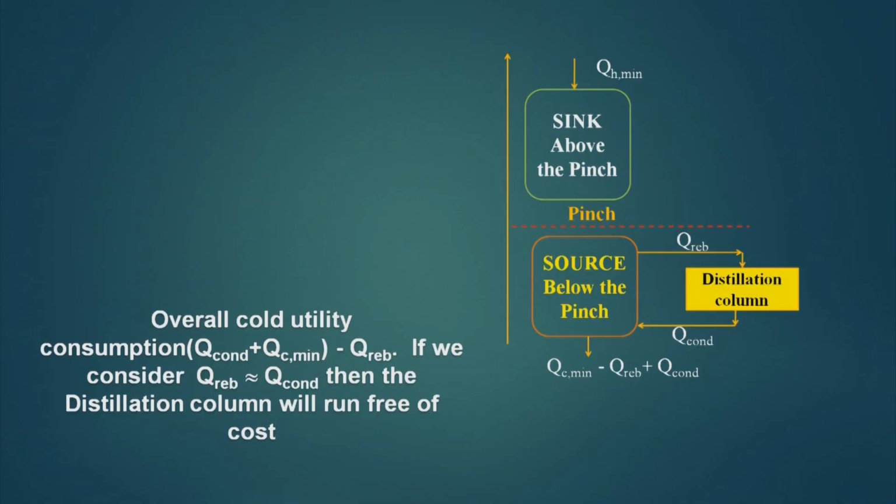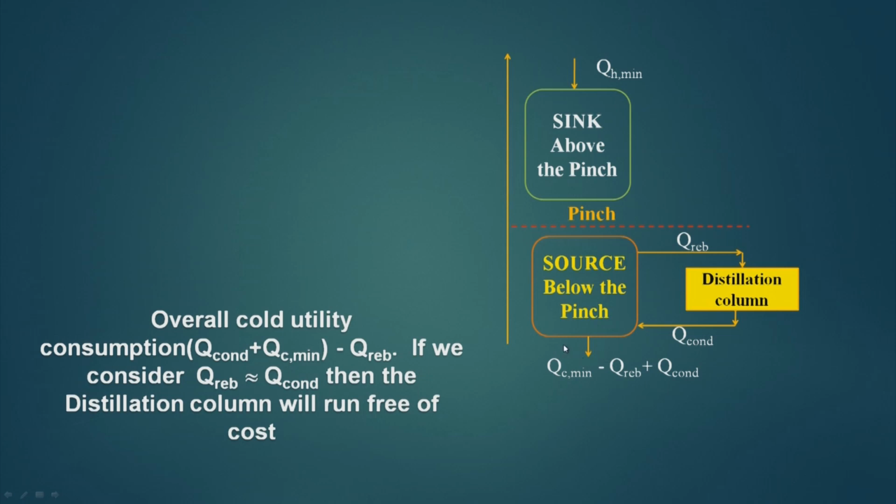Now, let us integrate the distillation column below the pinch. Now, when I integrate this, Q reboiler heat is taken from the below-the-pinch area. I can very easily take heat from here, because this is a source now and a source has extra heat available with it. So, I am using that extra heat here. Then I am also injecting the Q condenser here.